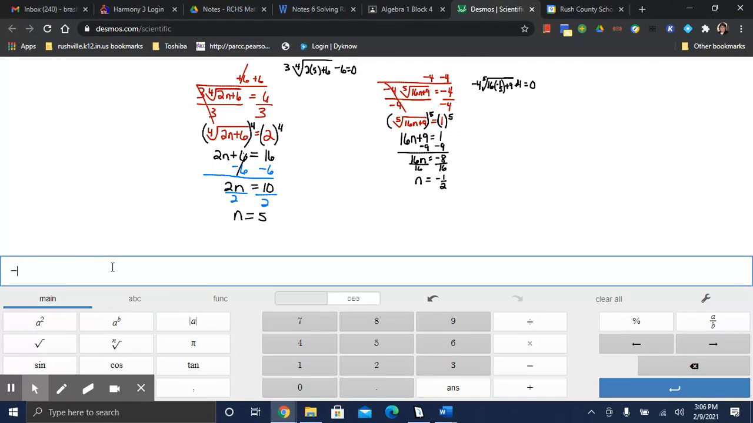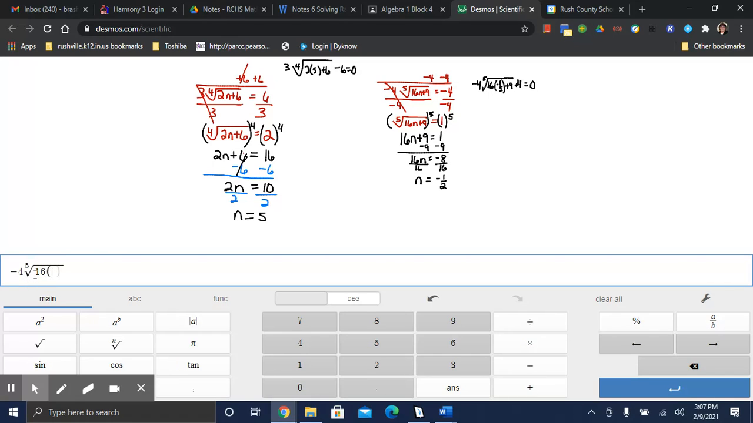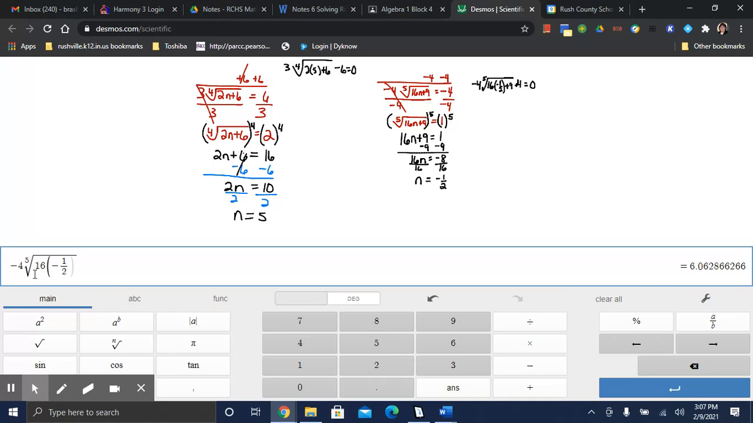So we have -4. We have our root symbol. So it's the 5th root of 16 times... You know, the nice thing about Desmos is it lets you put those fractions in. And then, so 16 times -1/2 plus 9. Outside of that radical, we have a +4, and we should get 0, which we did. So our answer checks, and we do have n equals -1/2.